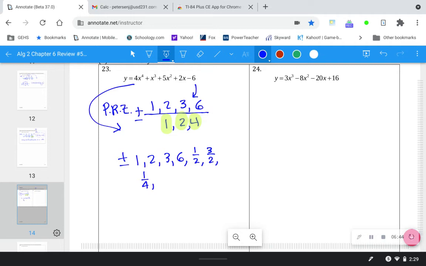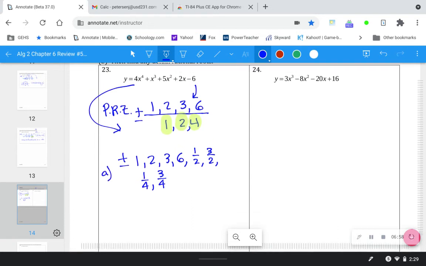2 over 4 is already in the list. 3 over 4 we have to write down. But 6 over 4 is this 3/2, so it's already listed. And we've got our part A, our possible rational roots. Okay, so how do you decide which ones of those numbers, and there's a total of 16 in there if you count both the positive and negative versions, how do you decide whether they're roots or not, actual rational zeros?